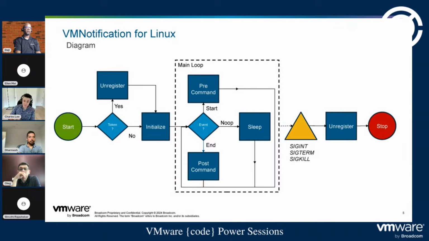And if the event is a post-vMotion event, then we execute whatever user-specified command was added to the configuration file to resume normal operation. Because this is a well-behaved Linux systemd service, if the service is stopped by a SIGINT, SIGTERM, or SIGKILL, we simply stop the service, kill the main loop, and unregister the token.